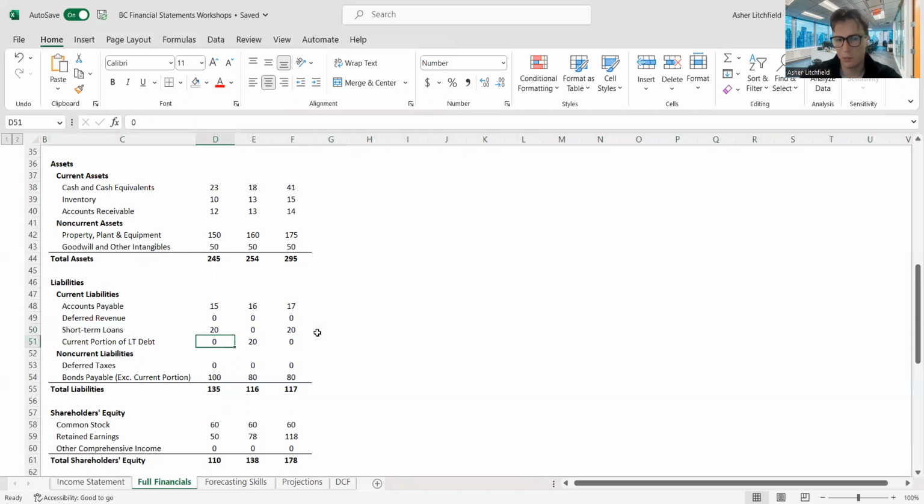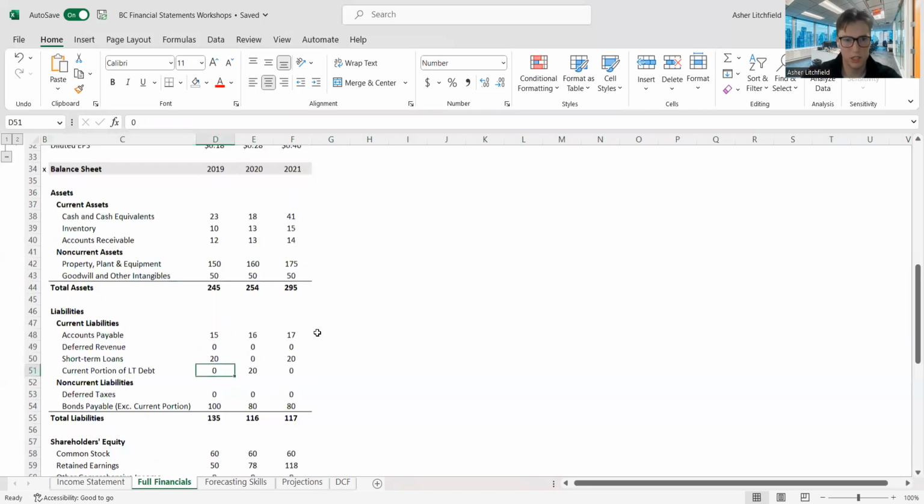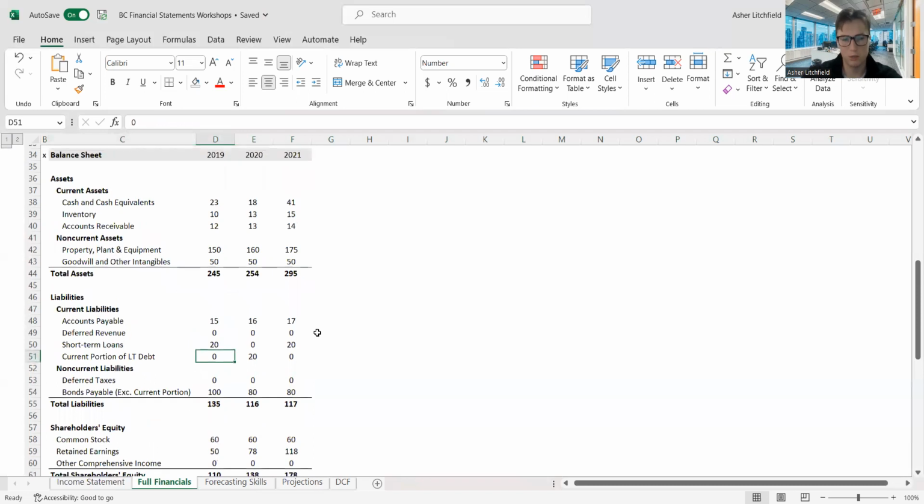Current portion of long-term debt is similar, except this is your long-term loans that are due within a given year. So you can see in this year, which is 2019, there are no long-term debts due. In this year, there are 20 million of long-term debt that's due to be paid at that time. In 2021, there's nothing. So if we go to the bonds payable, which is the long-term debt, there's $100 of long-term debt. And this year it goes down by 20 because it moves to the current portion. So $20 of this has moved to the current portion because it's due that year.